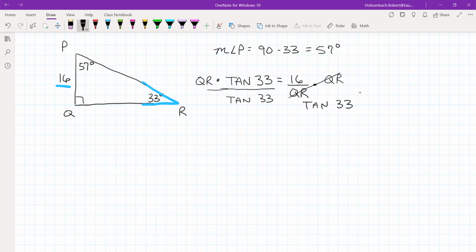So what happens is this QR falls down. The tan 33s now cancel. And QR is equal to 16 divided by tan 33. So take 16 divided by tan 33, it equals 24.6. Bless you. So we got a 24.6 right here.